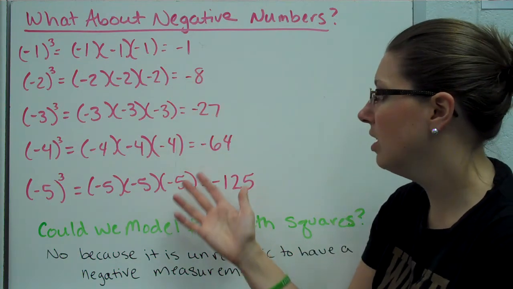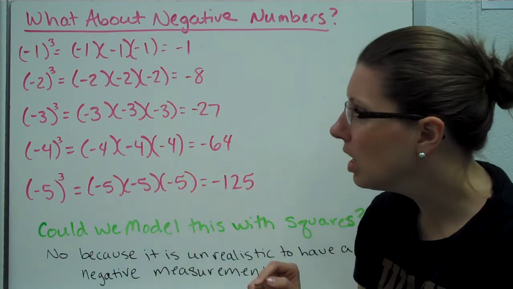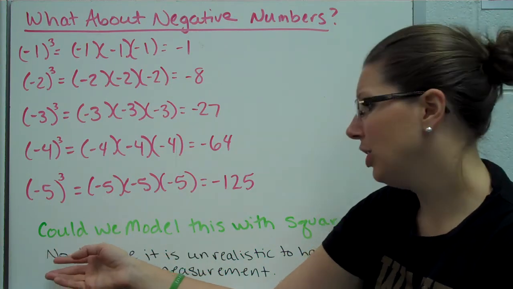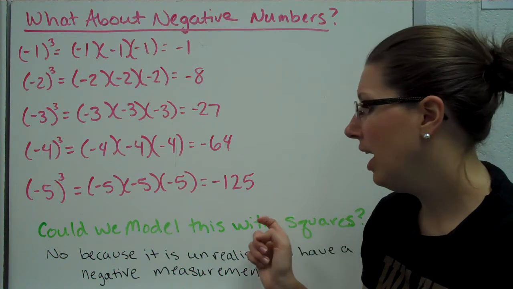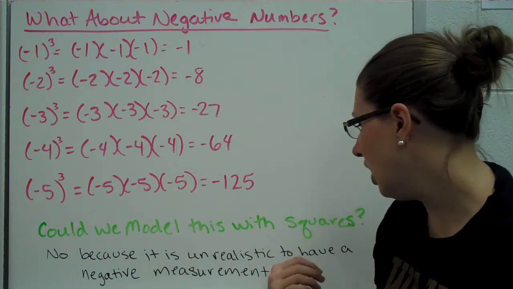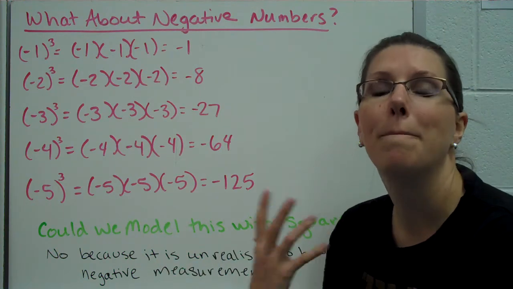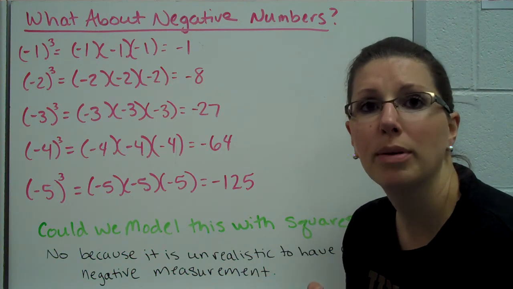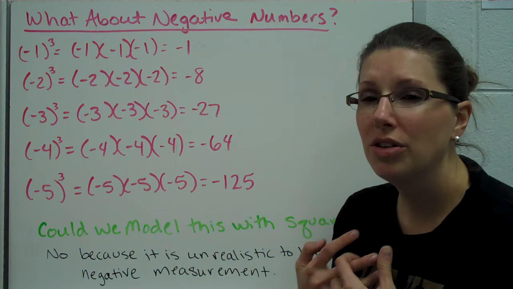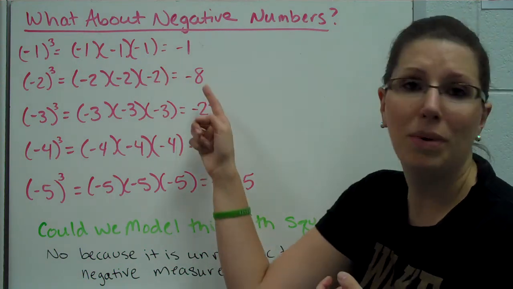So take a look here, notice the pattern. And then I asked the question, could we model this with cubes? And the answer is no, because it's unrealistic to have negative measurements. So always think about that when you get into word problems with cubes. You're not really going to be working with negatives.